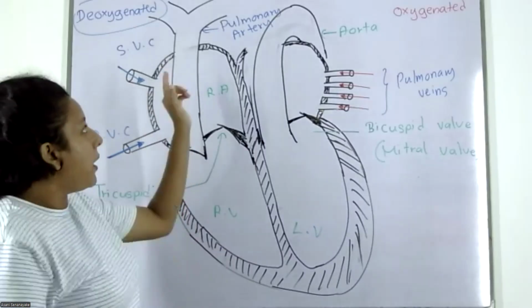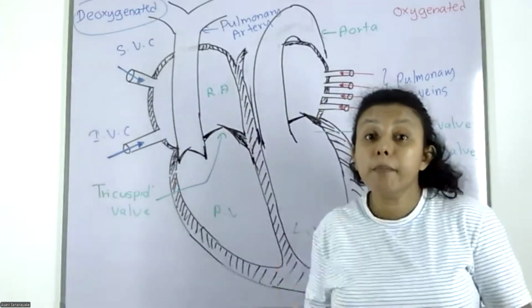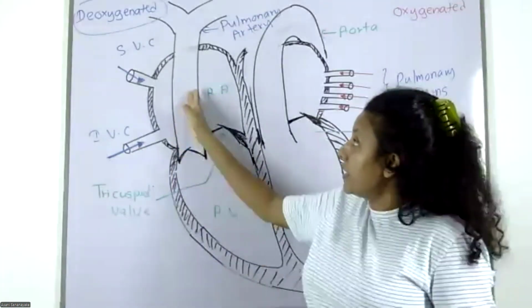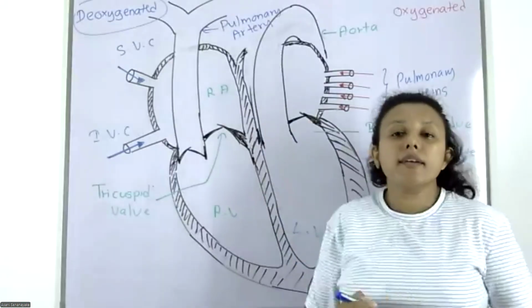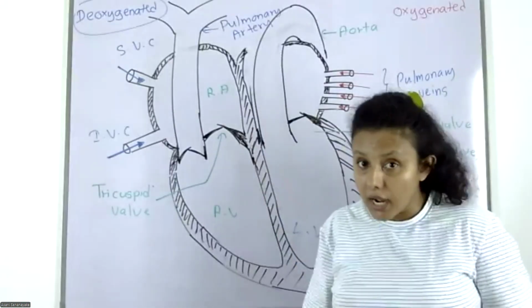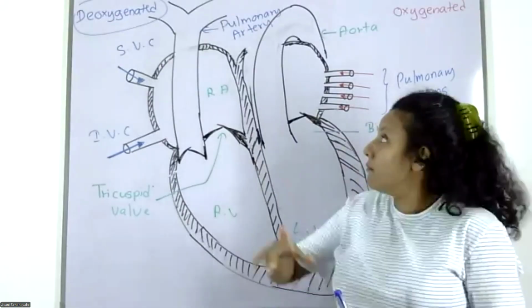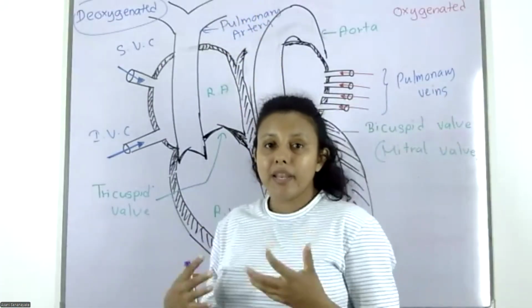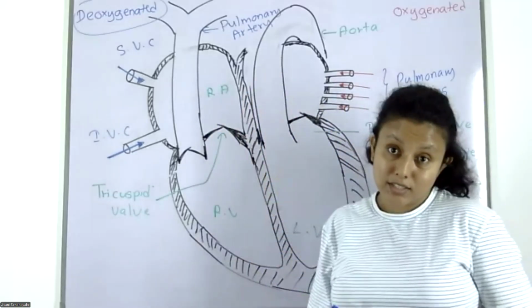Now the problem is the pulmonary artery. Where does this pulmonary artery send the blood? If the right ventricle pushes the blood, where does this blood go? That's the question. The pulmonary artery sends the blood to the lungs. Pulmonary is the Latin word meaning lungs. So the pulmonary artery sends the blood to the lungs.